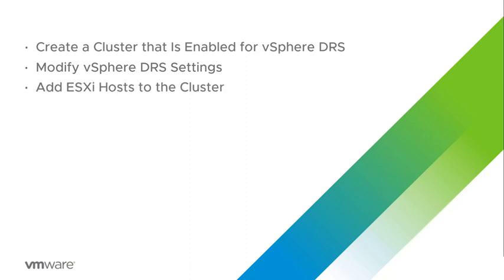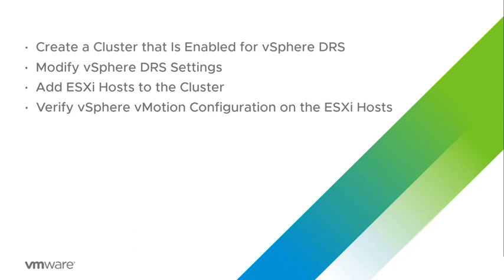In the next task, we will add 2 ESXi hosts to the DRS-enabled cluster. Then we will verify that the ESXi hosts in the DRS cluster have a VMkernel adapter that is enabled for vMotion. Next, we create a load imbalance. We will run 3 virtual machines on one of the 2 ESXi hosts, and we will create heavy load on 2 of the virtual machines.